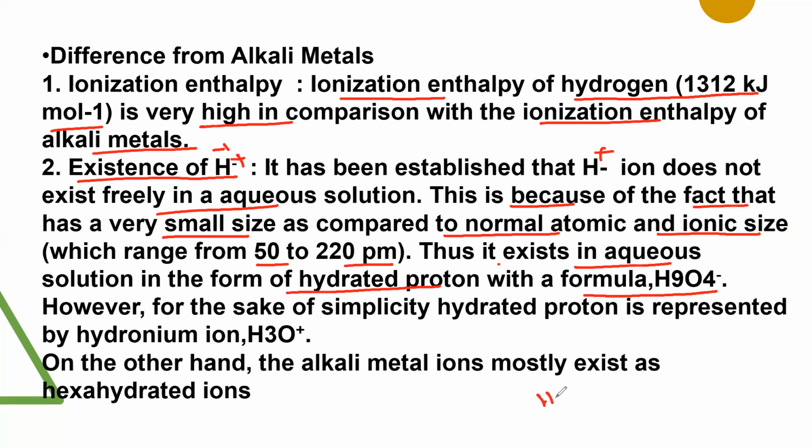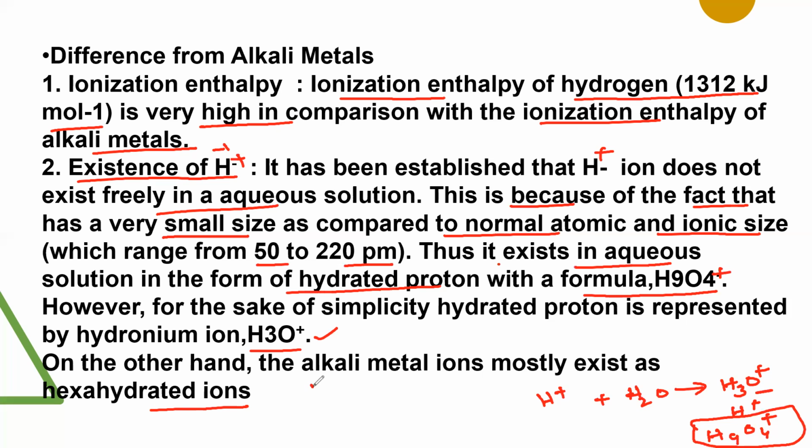How does this H9O4 plus come? H plus combines with water and forms H3O plus. This H3O plus combines with further water and forms H9O4 plus. So that's why it exists in solution as H9O4 plus. However, for the sake of simplicity, the hydrated proton is represented as H3O plus, the hydronium ion. On the other hand, alkali metal ions mostly exist as hexahydrated ions, for example LiCl.6H2O. Hexa means six water molecules. So that is another dissimilarity, the existence of H plus.